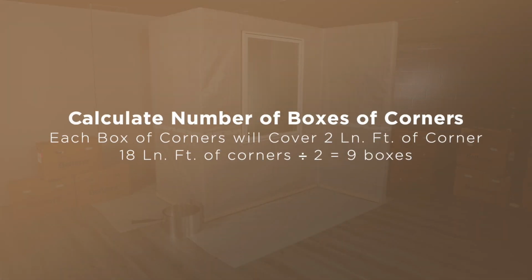Calculate the number of boxes of corners required. Each box of Silvermine Stone corners will cover 2 vertical linear feet. Divide the total linear feet of corners by 2. This project will require 9 boxes of corners. 18 linear feet of corners divided by 2 equals 9.